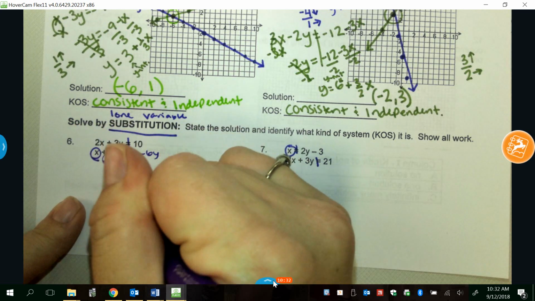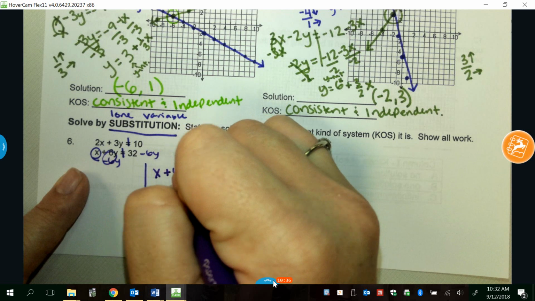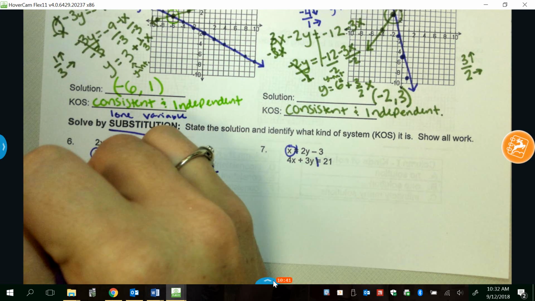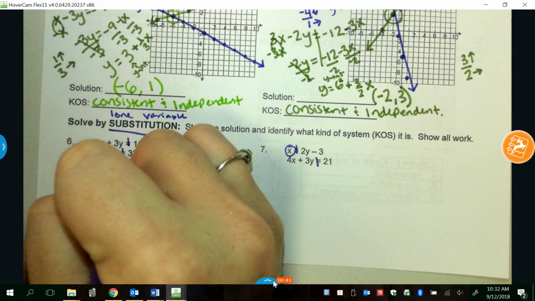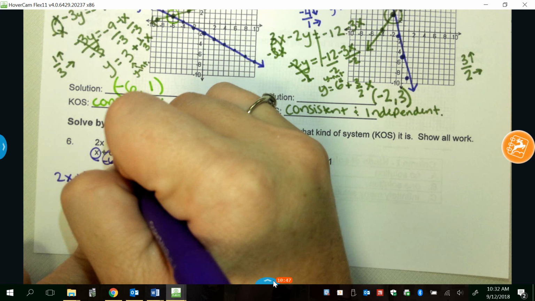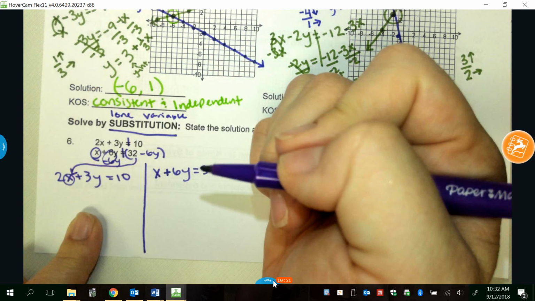So remember, we divide it. The one you got the lone variable from goes on the right, the original, and the other one on the left. If you don't remember this, that's fine. Just remember that you have your lone variable, and that's what you're replacing. So we're replacing x with 32 minus 6y.